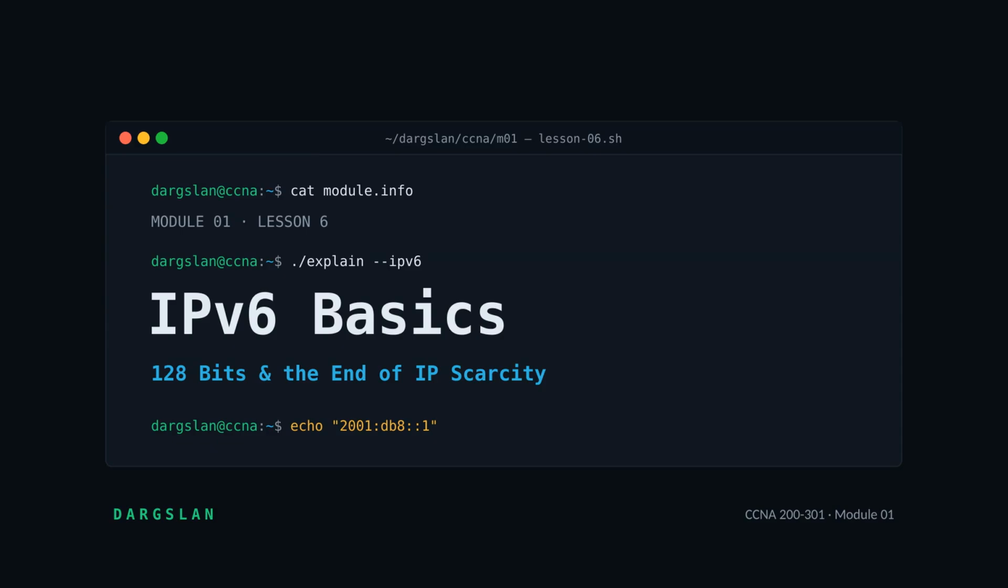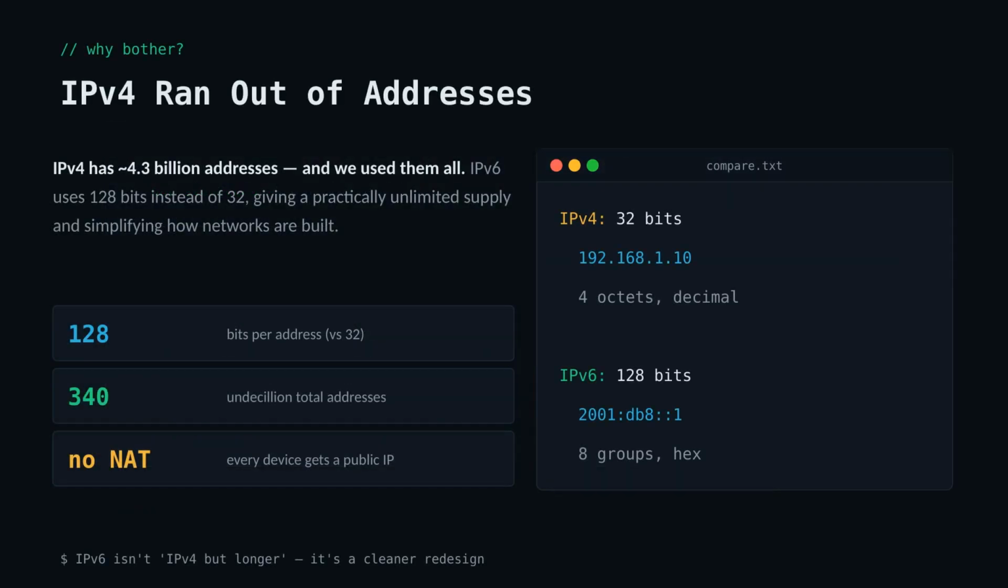Today, we're tackling one of the most important shifts in modern networking. This is Module 1, Lesson 6, IPv6 Basics, where we'll unpack what 128 bits really means and why the internet needed to move beyond IPv4. Think of this as the moment we stop patching an old system and start exploring the one built to replace it. So why bother with IPv6 in the first place?